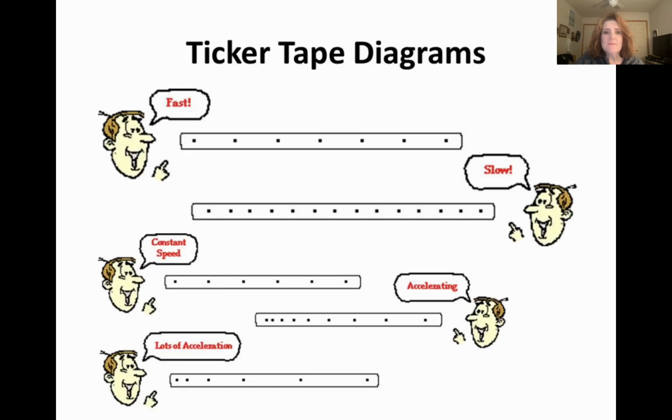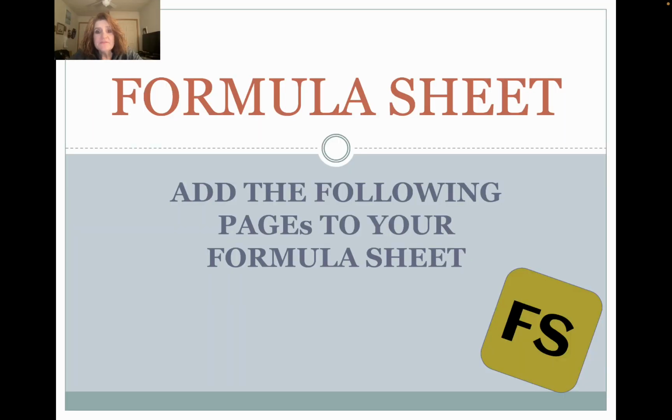Remember those ticker tapes? The top object is moving fast. The second object is moving slow. The third object is moving at a moderate speed, but all the top three are a constant speed. The bottom two are showing acceleration. The dots are getting further apart in the ticker tape or in the motion diagram. That's acceleration. You're going to want to add the following to a formula sheet.